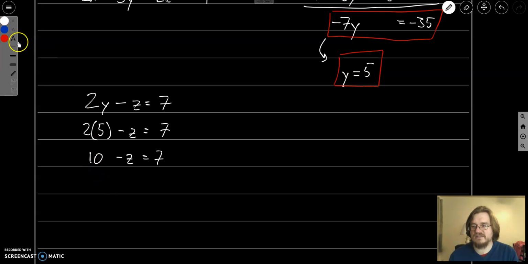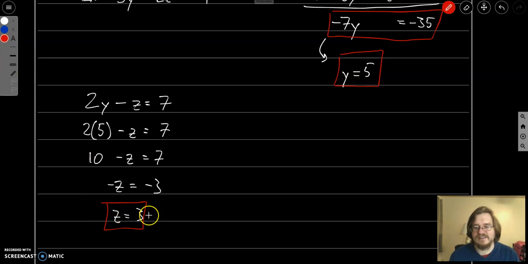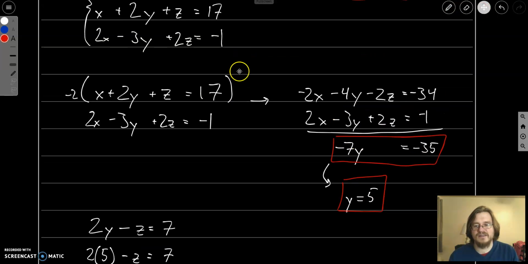I can subtract 10 from both sides. So I have minus z is equal to 7 minus 10, which is negative 3. Let's multiply both sides by negative 1. So we cancel out that negative sign to get z is equal to 3. So far so good. z is equal to 3, y is equal to 5. I now know what z and y are.